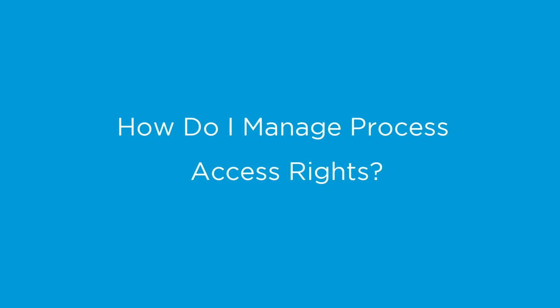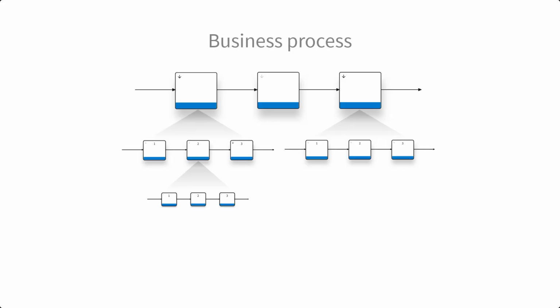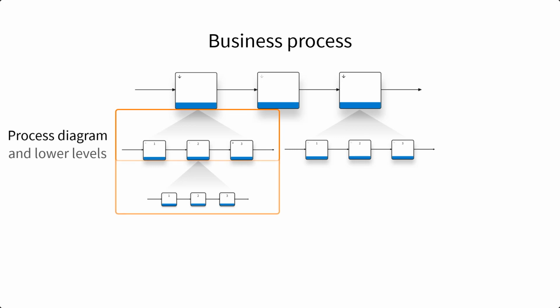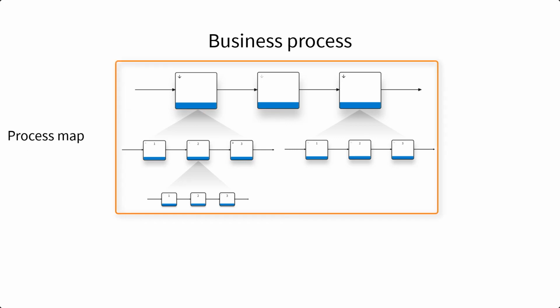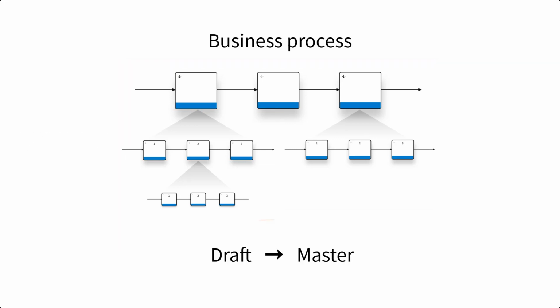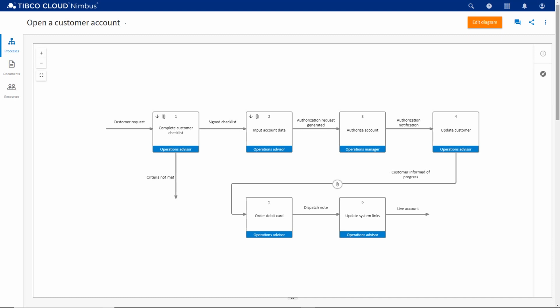Batch process access rights. In this video, we'll look at how to manage access rights on an individual process diagram, a process diagram and its lower levels, and an entire process map. Access rights can also be specified for a draft or master process. To start with, we'll consider an individual process diagram.